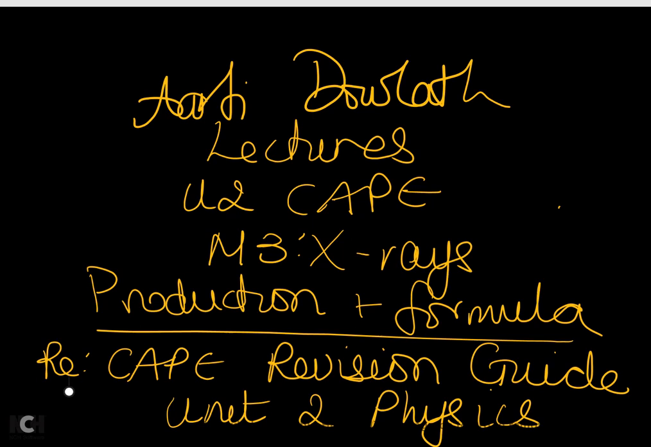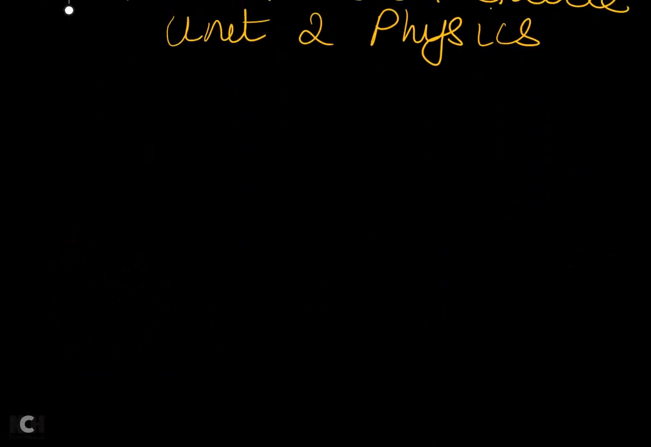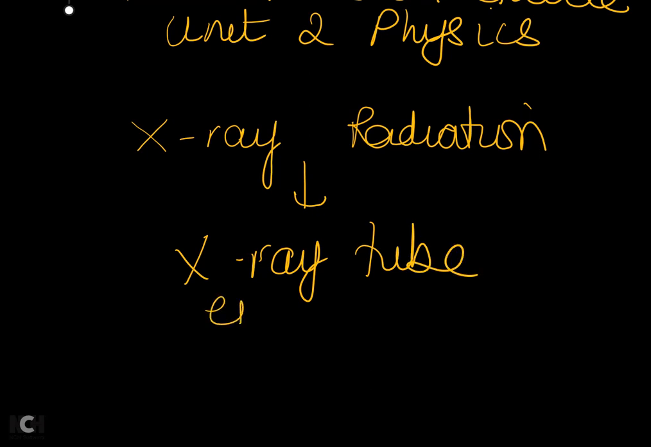Today we're going to look at Unit 2 CAPE Module 3 and we'll be talking about the generation of X-rays and we'll be looking at some formulas associated. So in its simplest terms, X-rays are examples of high-frequency electromagnetic radiations and they are basically produced by something called an X-ray tube. Now, in its simplest terms, an X-ray tube is what we call an energy converter.